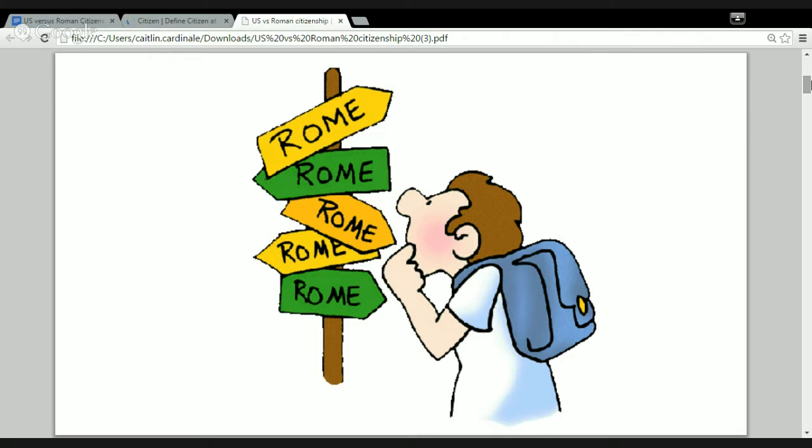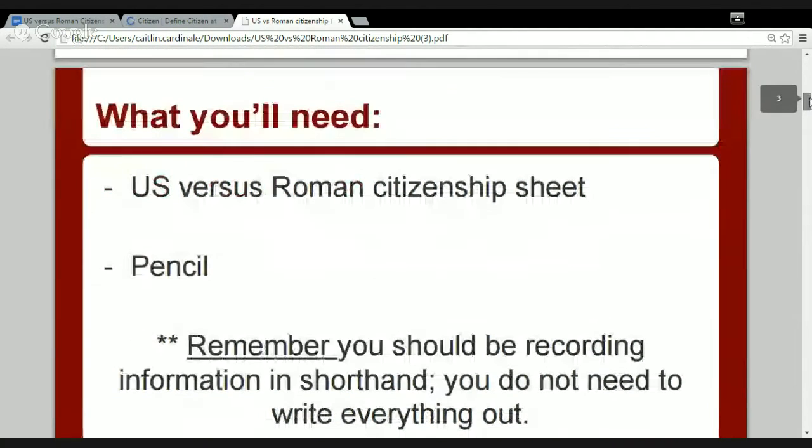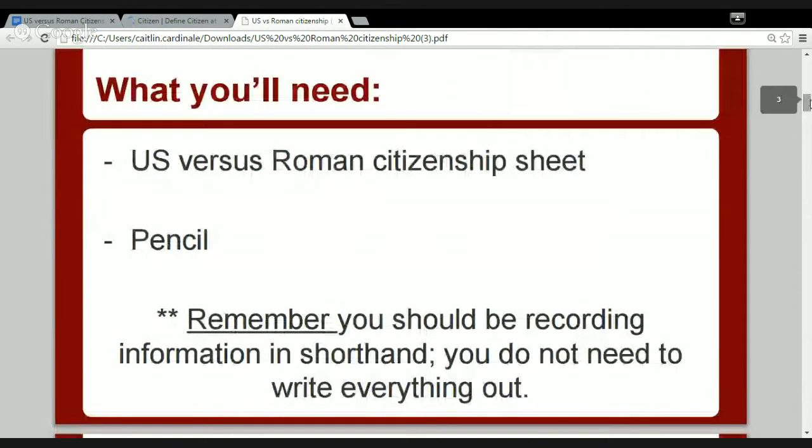Who could be a citizen? What were their roles and responsibilities within society? For today's activity, what you'll need is your U.S. versus Roman citizenship sheet that was given out in class. Now, if you don't have your sheet or you would prefer to type, or maybe you weren't here today, you can also access this sheet as a Google Doc through the link that I've posted with this video.